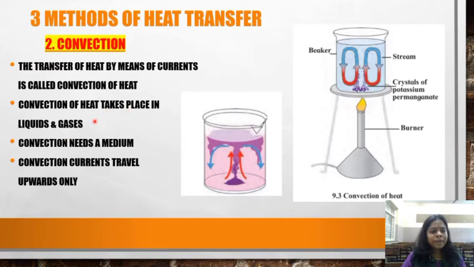Convection of heat takes place in liquids and gases. Convection needs a medium. Convection currents travel upwards only. Yes, they only travel upwards. They come down from the other side. Again they go up and then they come down. The hot air, the hot water goes up and the colder water takes its place. That's how the convection currents are traveling. We are just adding potassium permanganate to observe these convection currents carefully.